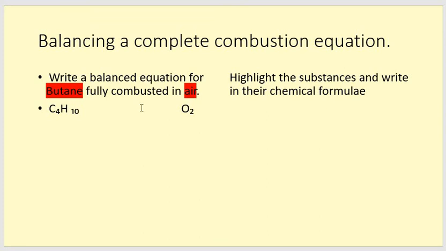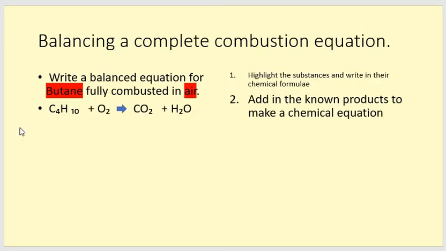Now air has lots and lots of different gases in it. The only part we need to worry about is the O2, the oxygen, because it's a combustion reaction. You don't need to worry about the nitrogen, the argon, anything like that. They'd be there at the beginning, there at the end, not doing anything, so we're not going to write them in. It doesn't change the equation. So make sure you're writing these out as you go along. So first step is to highlight the substances.